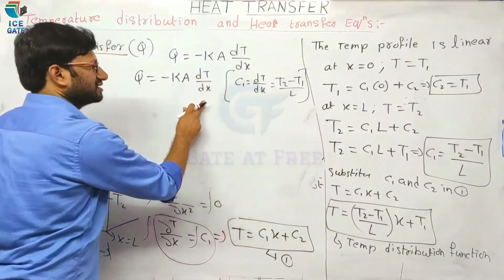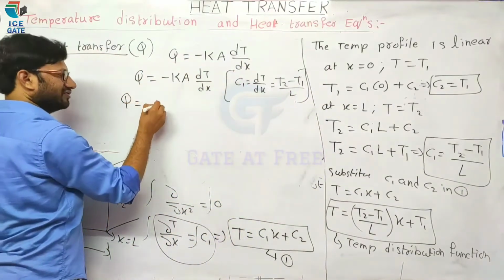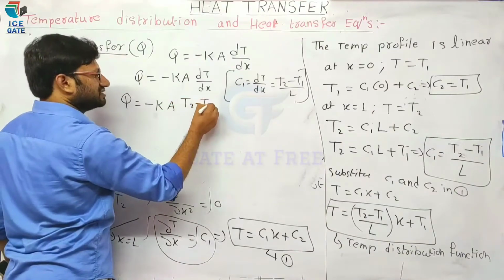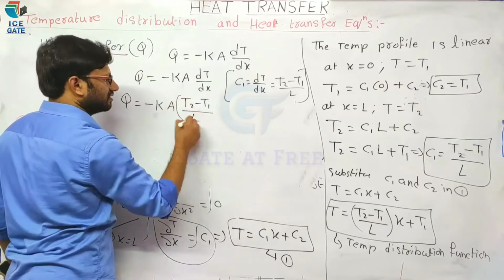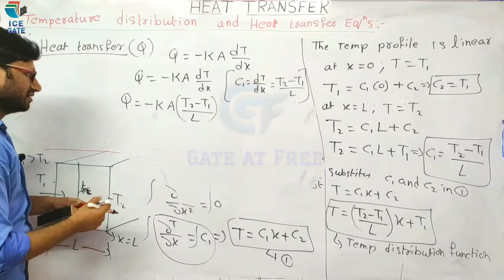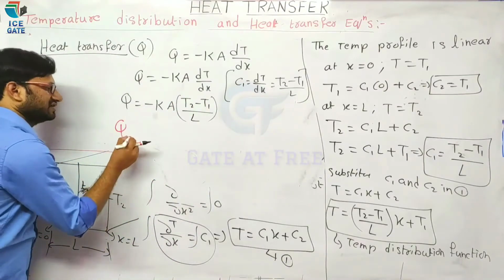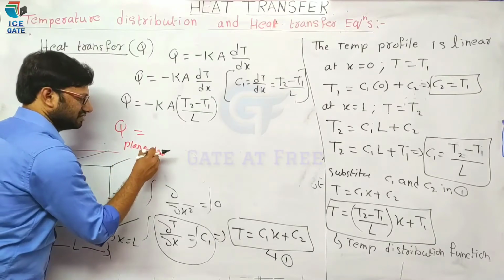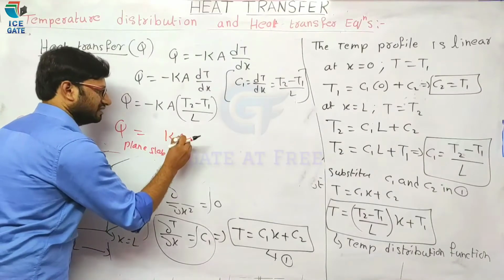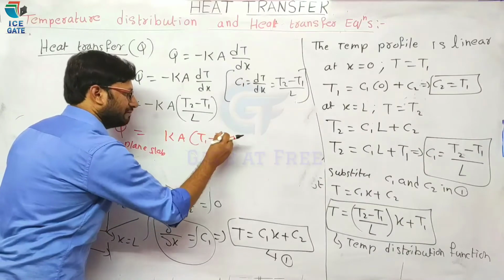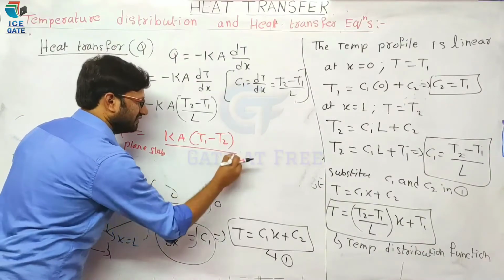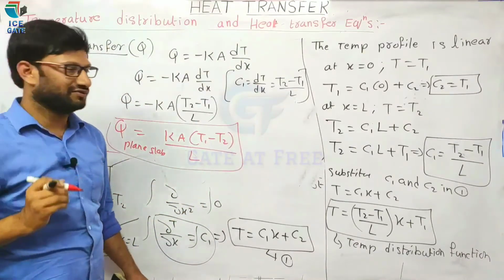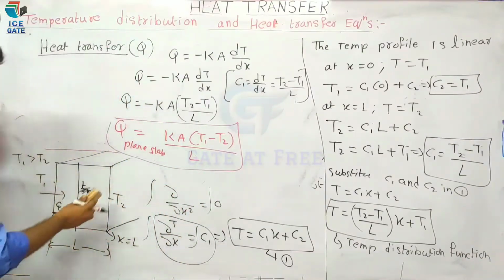Now in place of dT by dx, simply substitute: Q is equal to minus KA times T2 minus T1 divided by L. Okay. Now the heat transfer equation in plane slab under these assumptions is KA times T1 minus T2 divided by L. This is a very important equation from the GATE point of view. Note it down.